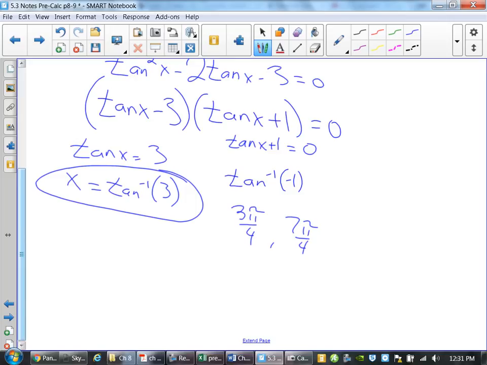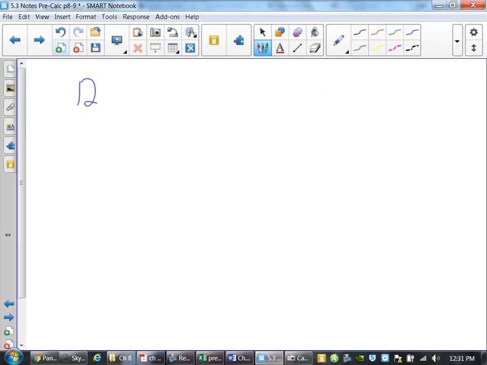12 sine squared minus 13 sine plus 3. This one says use the quadratic formula to solve it.